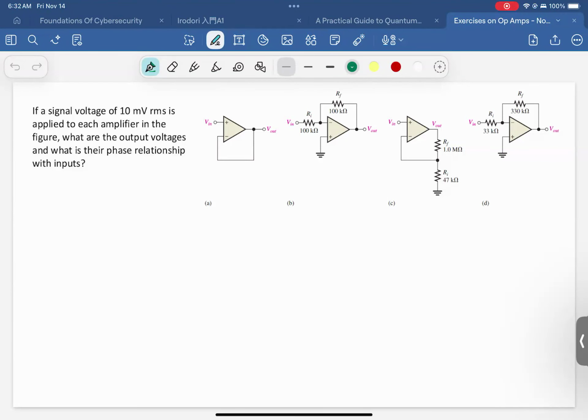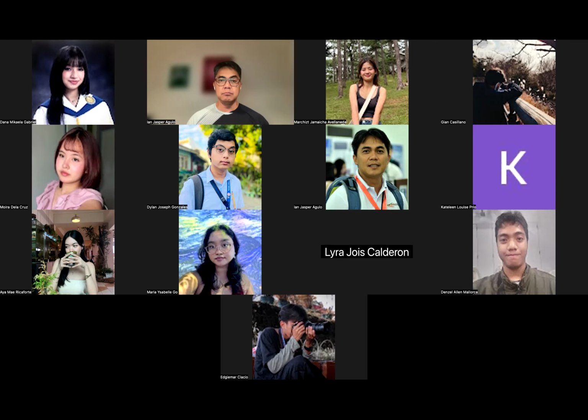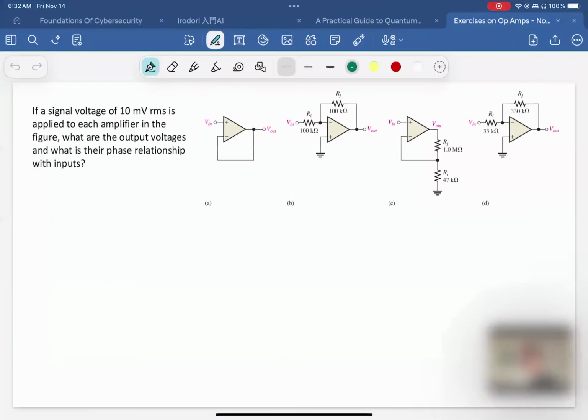Okay. Tinry nyo rin bang mag-solve or hindi? Hindi. Okay. So, walang nag-try na mag-solve ng problems? Or meron?